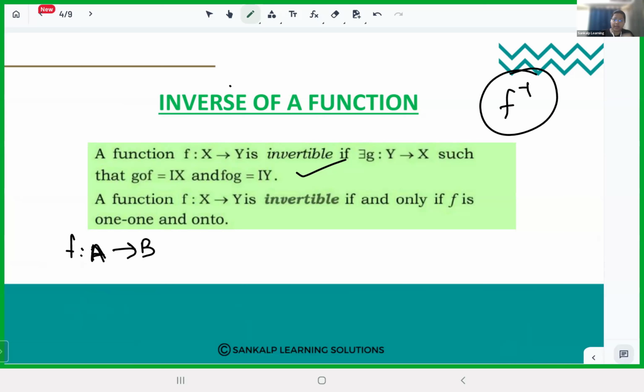So if f is from A to B, you think of it as a reverse process. Okay. Inverse is nothing but the reverse. We are finding out the reverse of that function. All right. So f inverse will be defined from B to A.